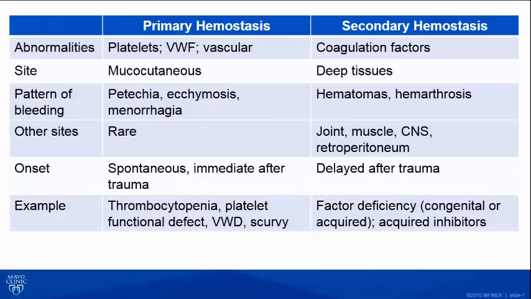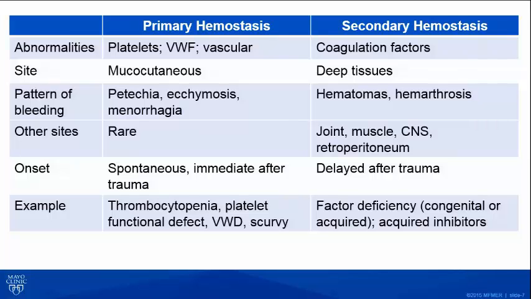Any abnormality in the three phases of hemostasis can result in a bleeding diathesis. I'm going to focus my talk on primary and secondary hemostasis today, and they have distinct clinical pathological features. Primary hemostasis involves platelets, Willebrand factor, and vasculature. Secondary hemostasis, of course, involves coagulation factors. The bleeding site is distinct.